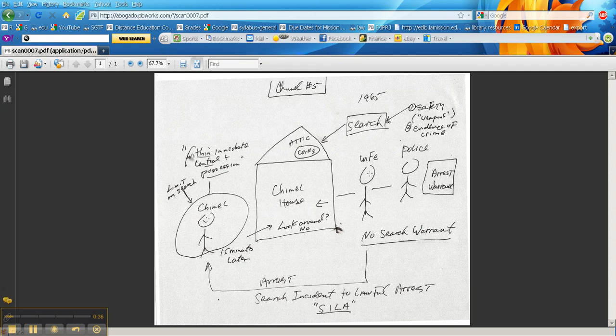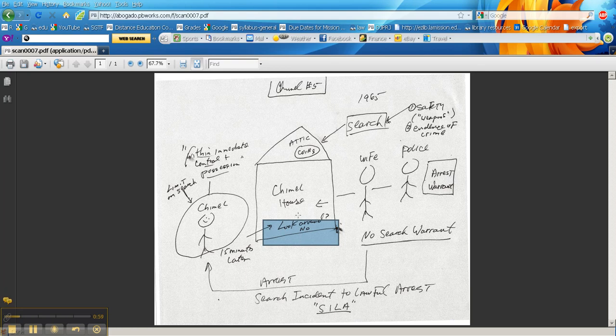They talked to the wife. They went into the house, waited for 15 minutes here until Chimel showed up. When Chimel showed up, they went ahead and arrested him based on this arrest warrant here. And then they asked him whether or not they could look around. And he said, no, you cannot.